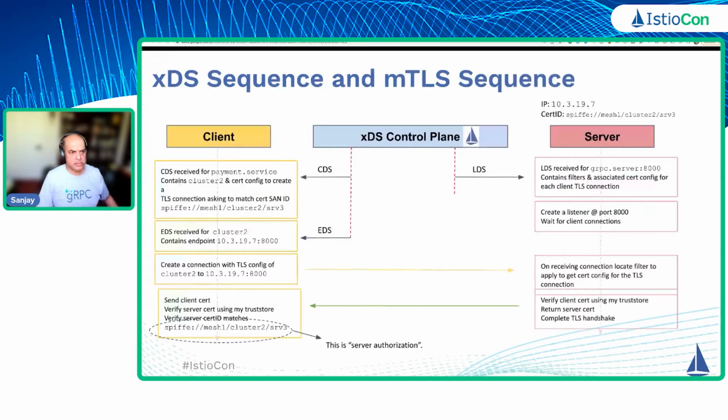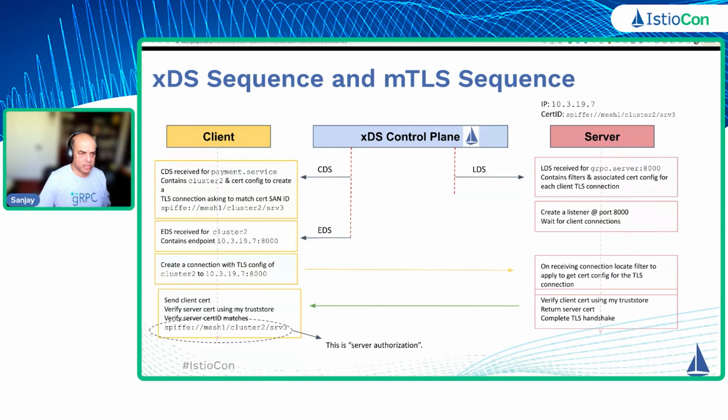Let's look at the flow in some detail by way of a sequence diagram, for those of you who are familiar with XDS. I have three columns here, one each for client, the control plane, and the server. The client is the yellow box on the left, the server is the red box on the right, and the control plane, that is Istio, is the blue box at the center. This shows the configuration steps from the control plane's point of view.